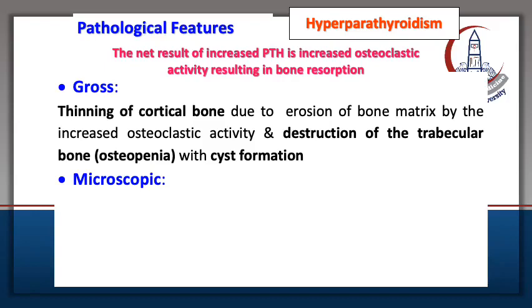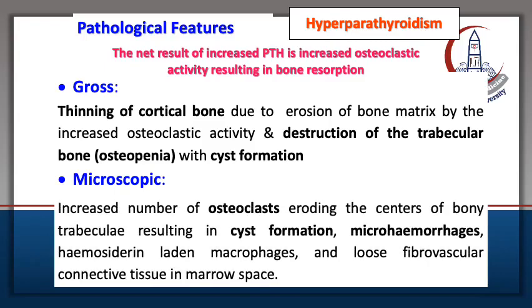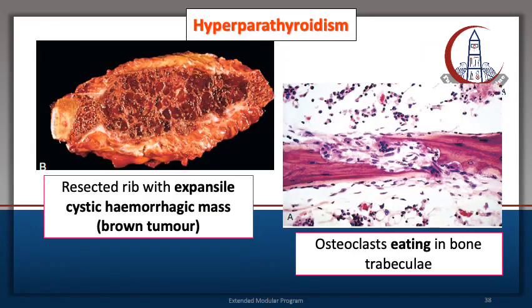Why? Because the osteoclasts dissect and tunnel into the central part of bone trabeculae, producing microhemorrhages which invite the macrophages to eat up those areas of hemorrhage, filling their cytoplasm with hemosiderin, giving the lesion a brown coloration. Here are two photos. On the left side, this is the gross feature of the brown lesion with a cystic hemorrhagic mass, and on the right side there is a microscopic picture of osteoclasts tunneling via the bone trabeculae and eating them.